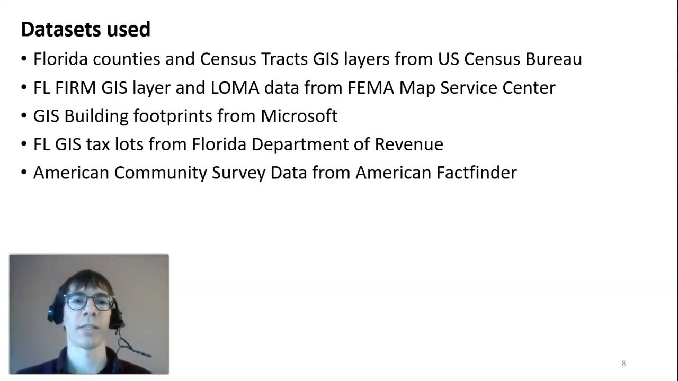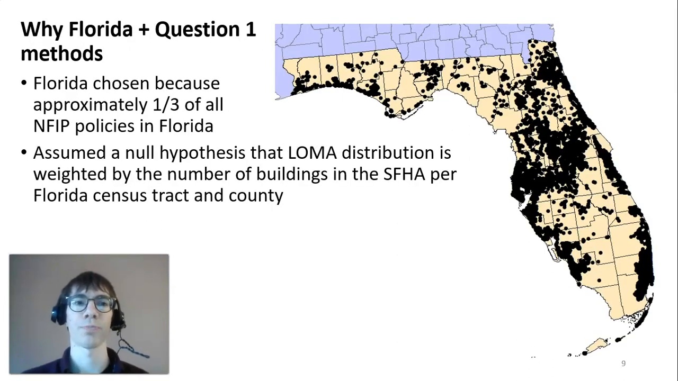And so there's a number of data sets that I'm using here. A lot of the Florida data is coming from the U.S. Census Bureau and FEMA's Map Service Center website, but also specifically GIS buildings coming from a Microsoft Open Data Layer, and then the tax lots coming from the Florida Department of Revenue, and American Community Survey data from American Fact Finder. All this data is out there and freely available, and I compiled it to conduct this research. So I'm going to walk you through the methods here.